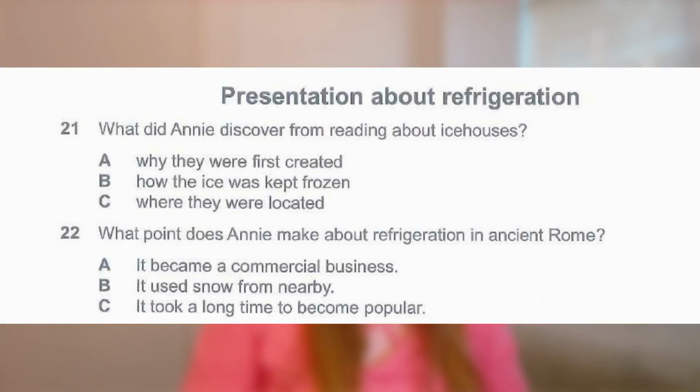So "mean" and "used to" are a bit confusing words because they may have a totally different meaning than it may seem. Let's go further. Let's go to the second question. What point does Annie make about refrigeration in ancient Rome?